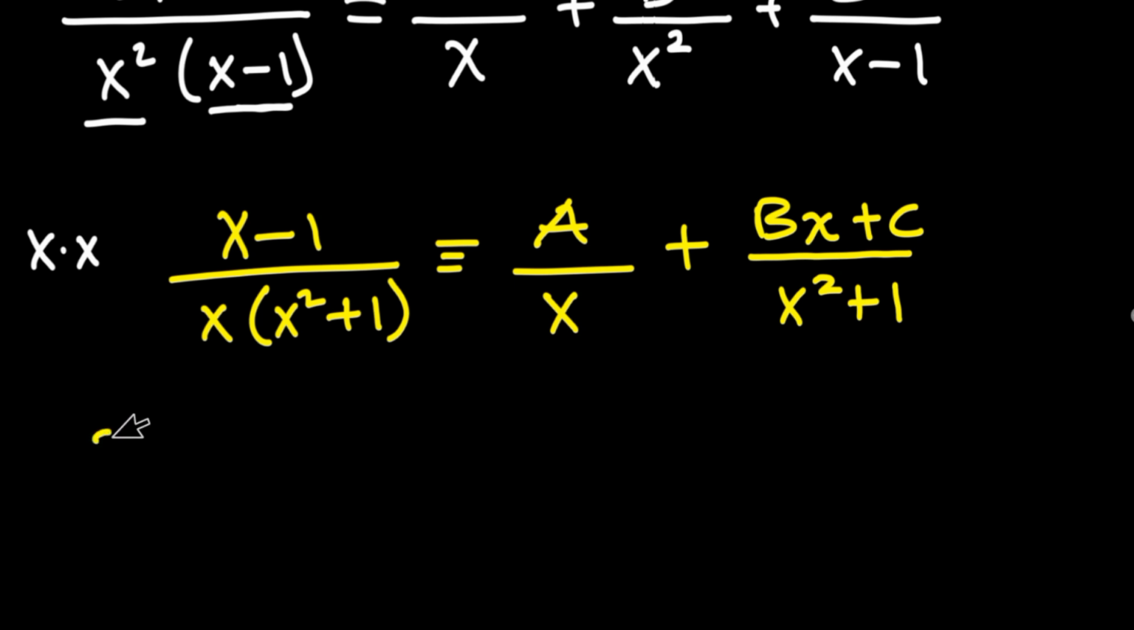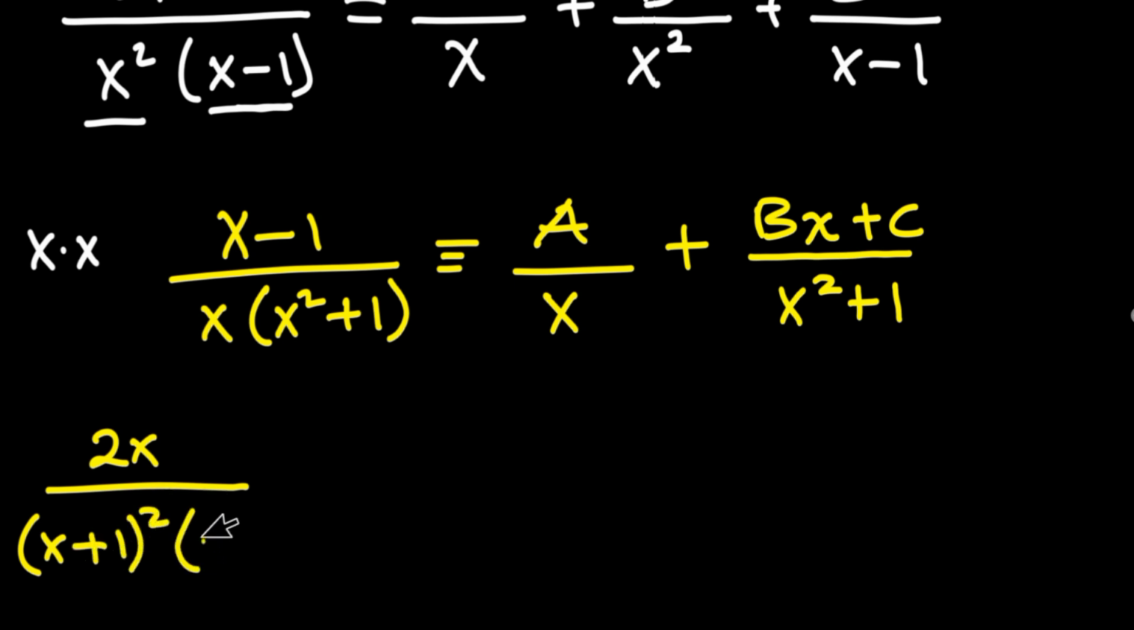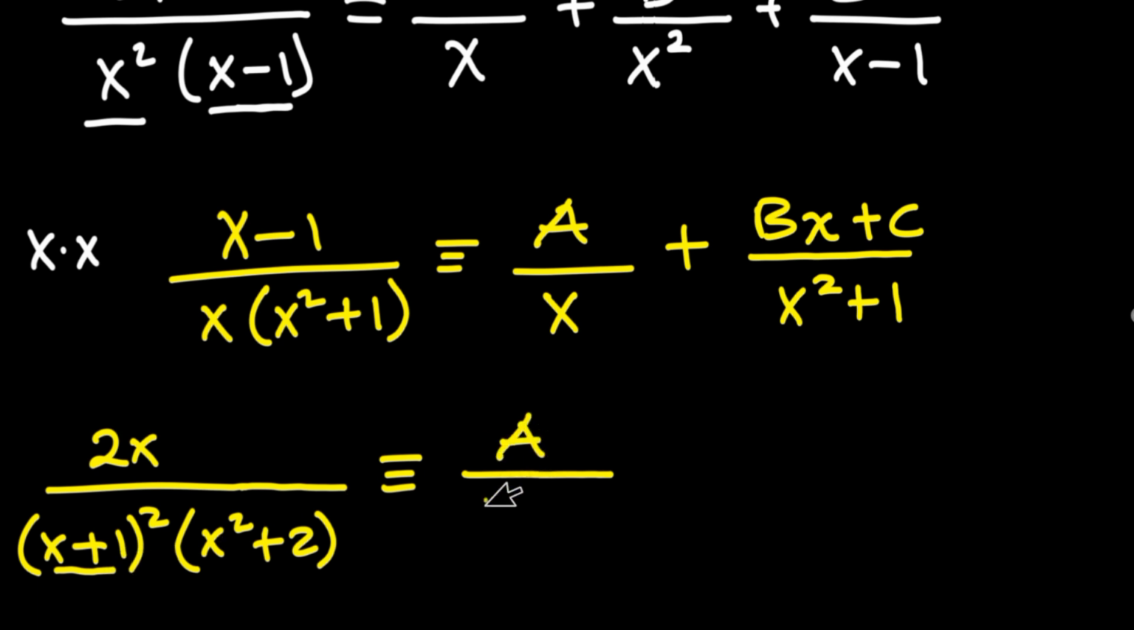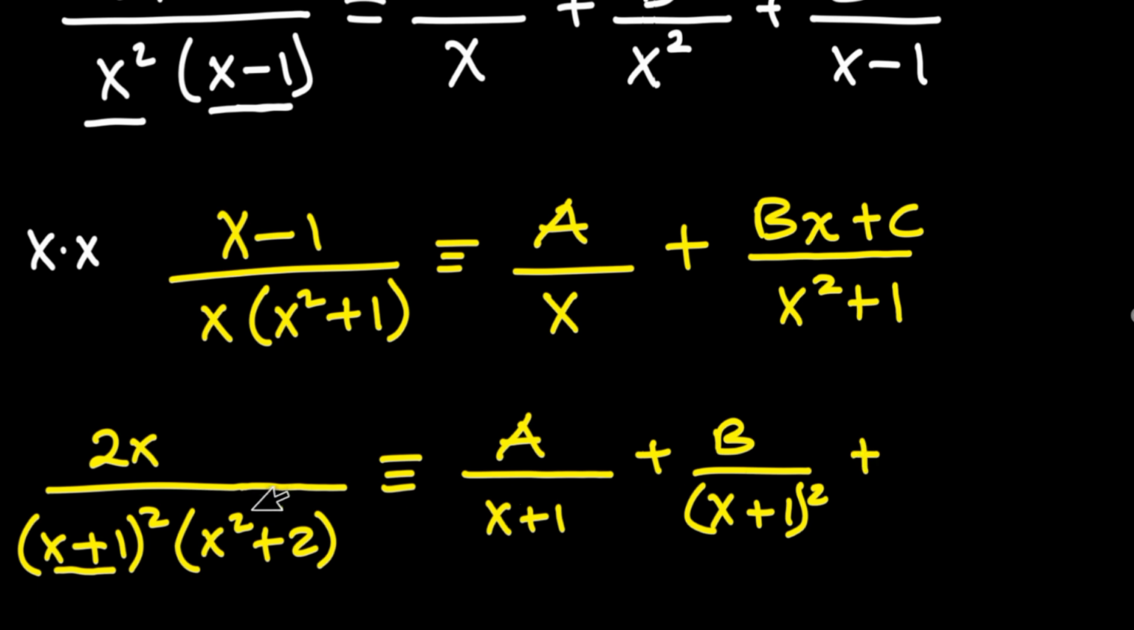Another example, let's just say we are given 2x divided by (x plus 1) squared, then times (x squared plus 2). And we are asked to resolve this right here. Of course, inside this one we have a linear factor, okay? So the numerator of the fraction is going to be a constant over x plus 1. Then the next one is also going to be b over the exact same thing, but this time raised to a second power.